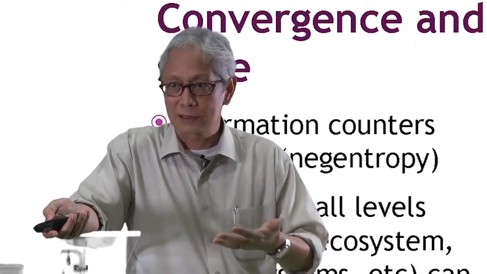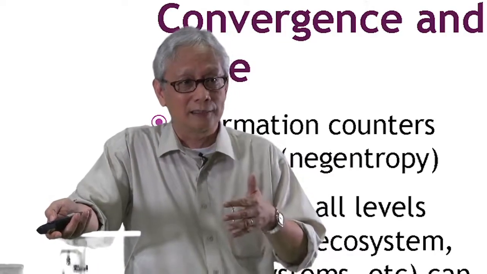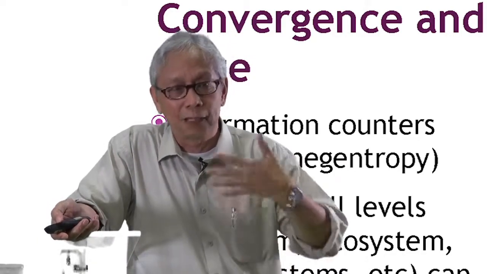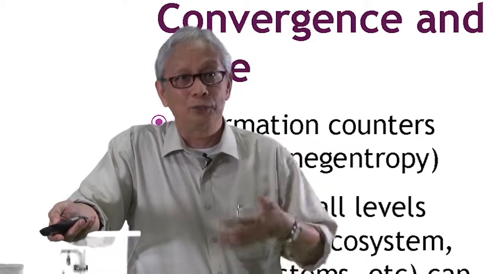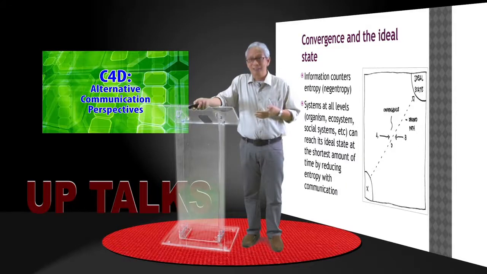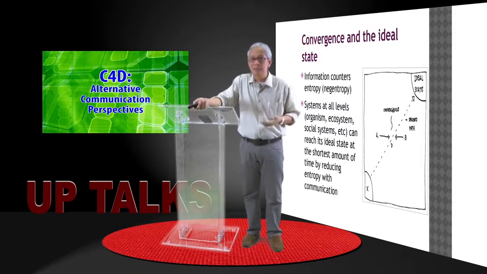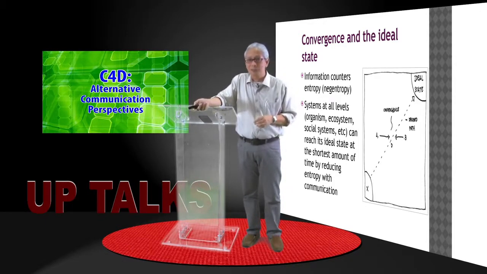And so by this we could deduce that communication is necessary for us to develop, to grow, to evolve. Well, as we said, information counters entropy, and that's why information is also termed negentropy or negative entropy. So systems at all levels, whether these are organisms, ecosystems, or social systems, can reach their ideal state in the shortest amount of time by reducing entropy. And how does one reduce entropy? We decrease it with communication.